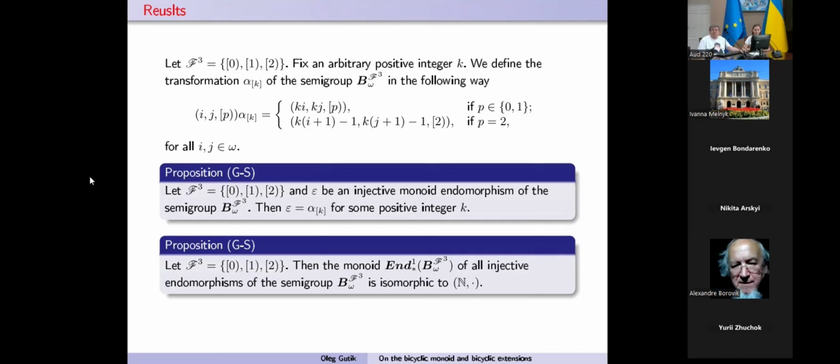What will happen when the family F consists of four or more? We don't know, but we have a hypothesis that all injective endomorphisms of such an extension are automorphisms, and hence are trivially equal to the identity map.